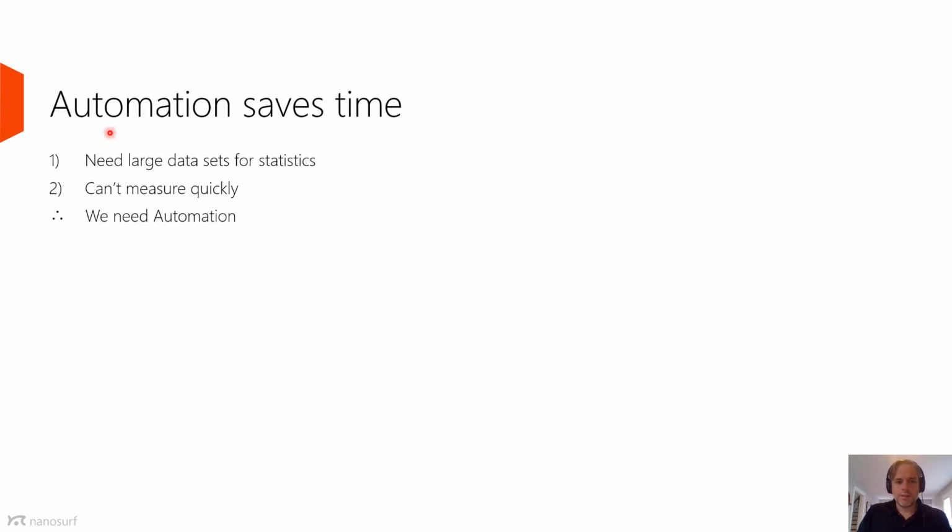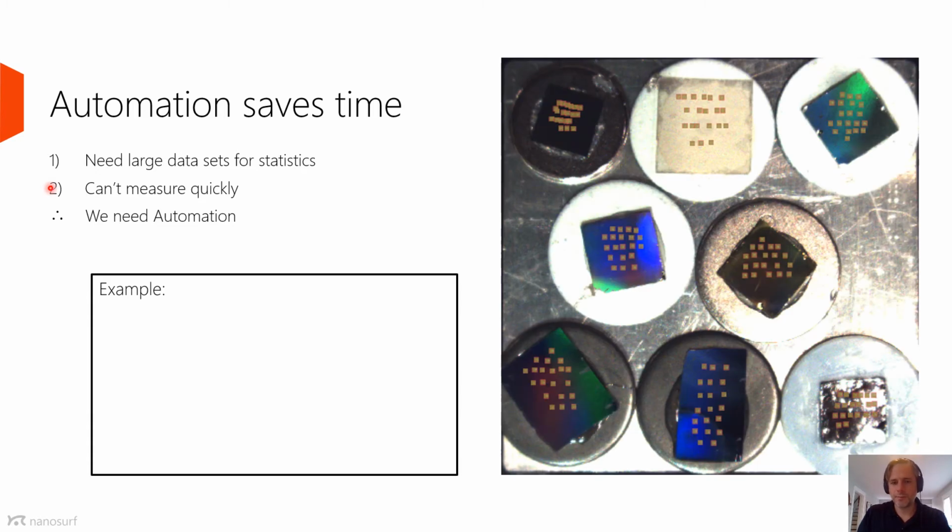So what this means is that automation will save us time. We need large data sets. We can't necessarily take this data very quickly, especially if we're working with viscoelastic samples. So the automation really makes this a lot easier. And let me give this as an example.